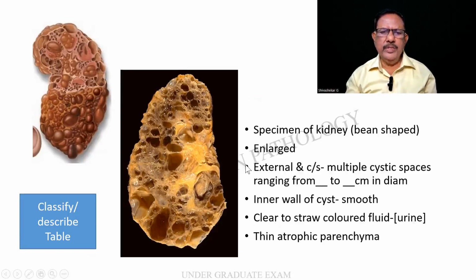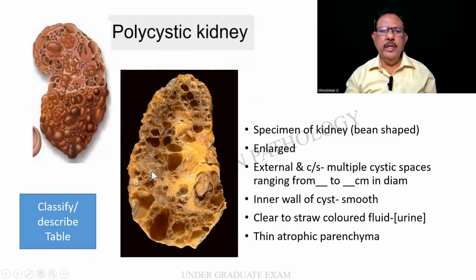The inner wall of the cyst is smooth and it can contain intact cysts with clear fluid, which is actually urine. The parenchyma in between is thin and atrophic. The diagnosis is polycystic kidney, the adult type.